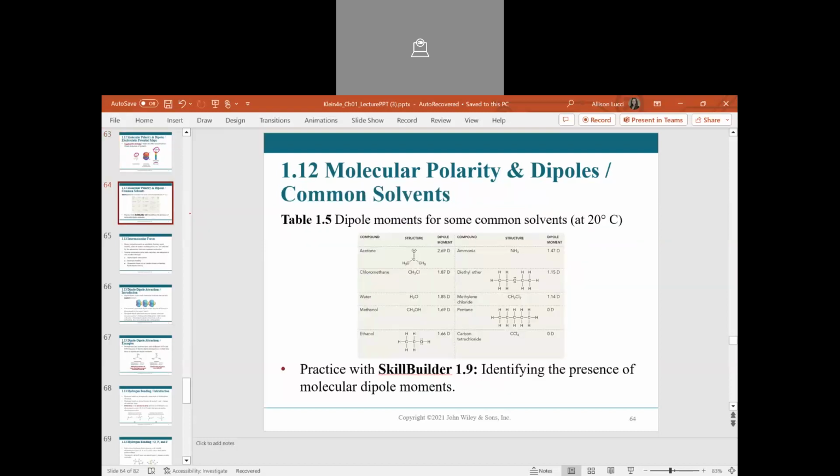And then here's just a list kind of summing together some polar solvents that you may see. So we're going to look at the importance of polar versus non-polar solvents in certain discussions. But for example, we have acetone here. This is a polar solvent. It has a pretty high dipole moment indicated here. But that's where we'll end this discussion for 1.12.